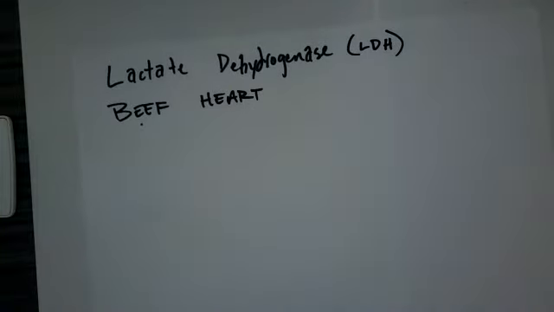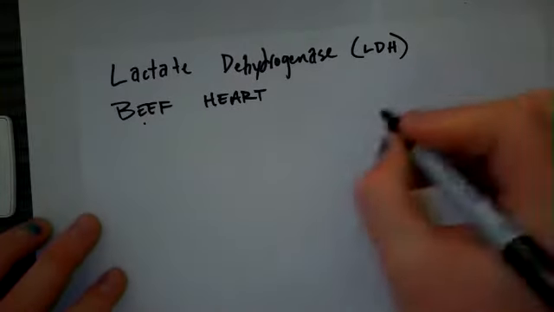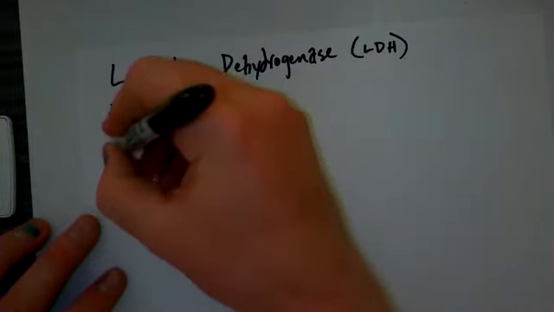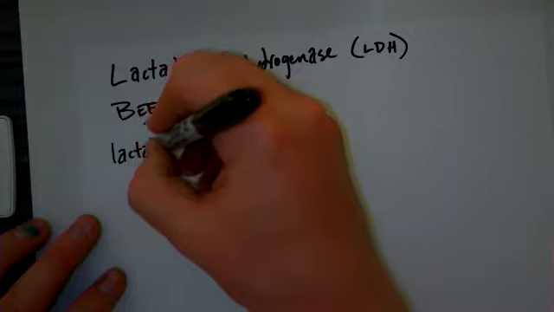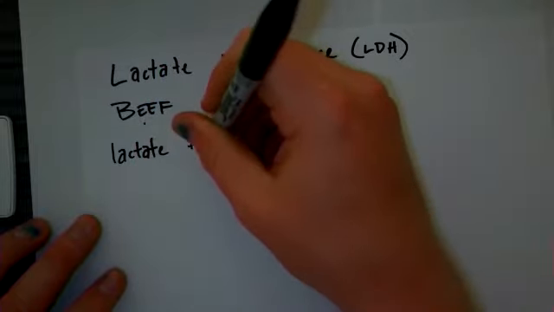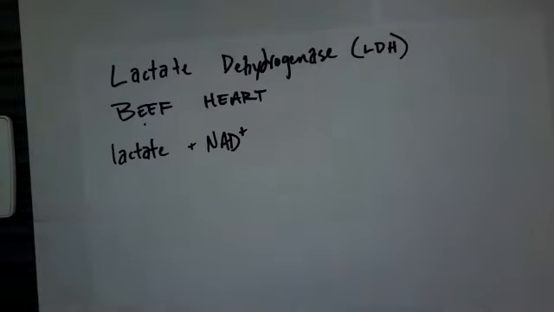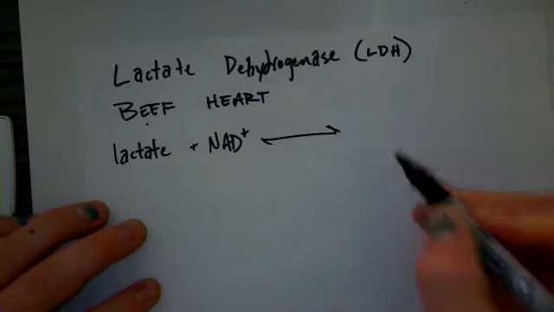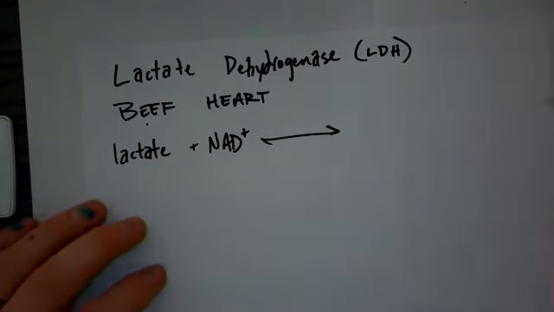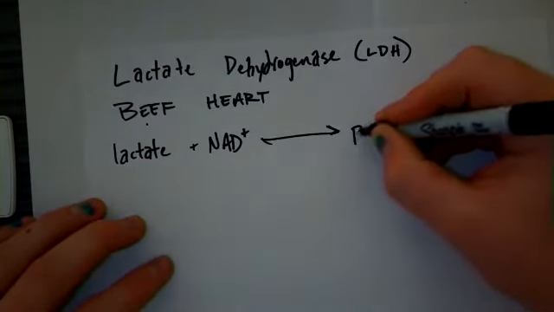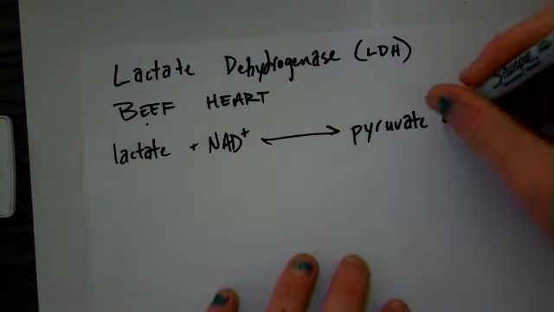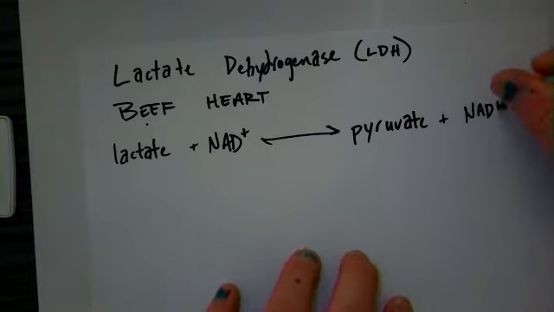What I want y'all to understand now is what our enzyme is going to be doing. We are going to be using an enzyme, our lactate dehydrogenase. What it's going to do is it's going to take lactate and NAD+, nicotinamide adenine dinucleotide, and it is going to catalyze the production of pyruvate and NADH.